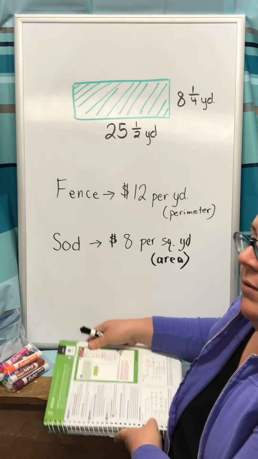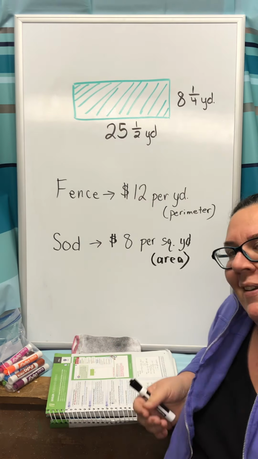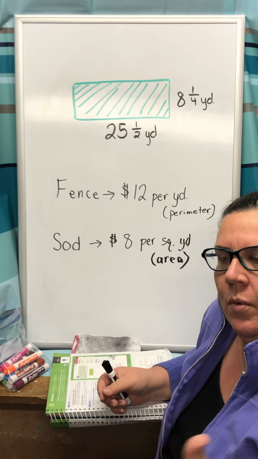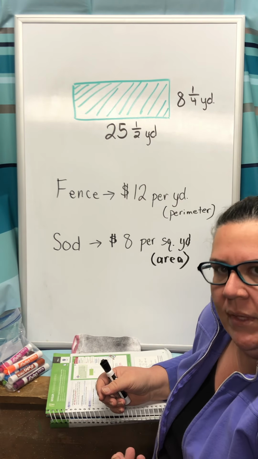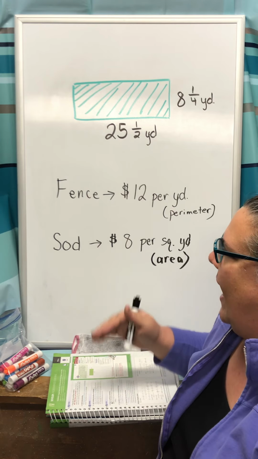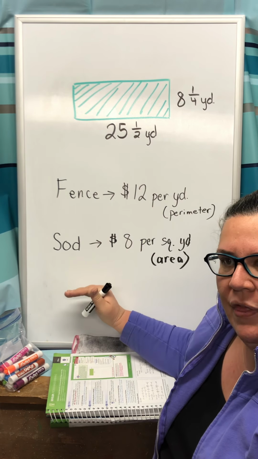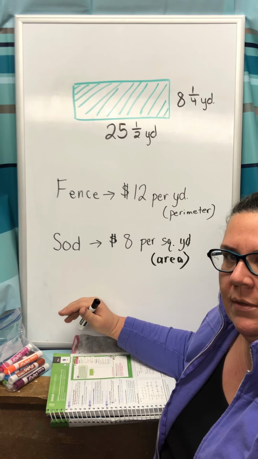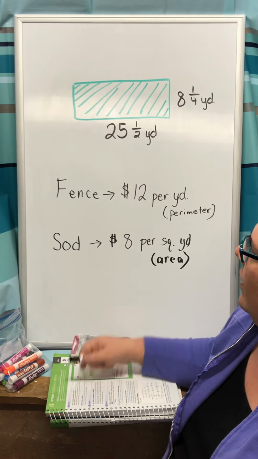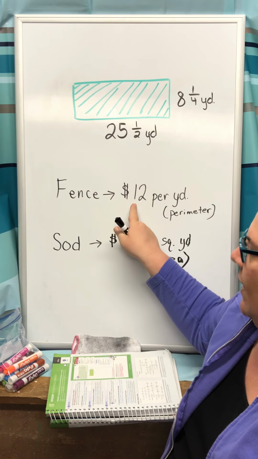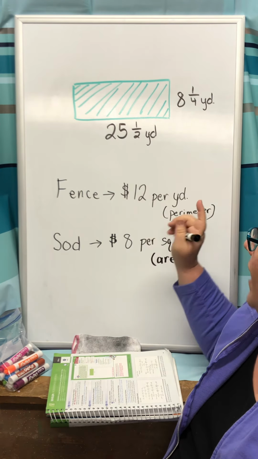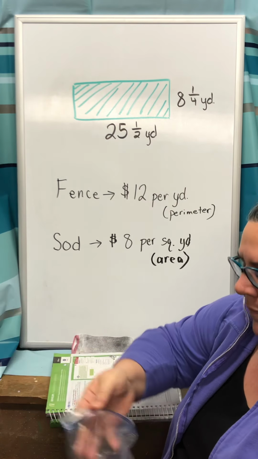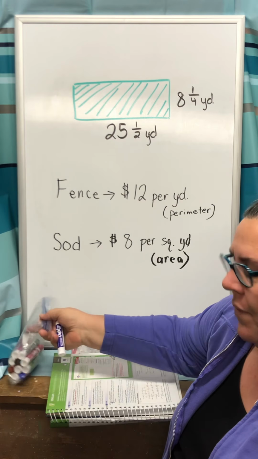So one of the main reasons why people get these wrong, and I think I've been telling you this all year, is a lot of times we jump into the problem when we see numbers, but we don't really think about what the numbers actually mean. So again, I'm listing all of the things that I already know, and I'm going to try to figure out for myself what I should do with those numbers that I know. So I know, first of all, that my fencing is $12 per yard, and I know I need to find the perimeter.